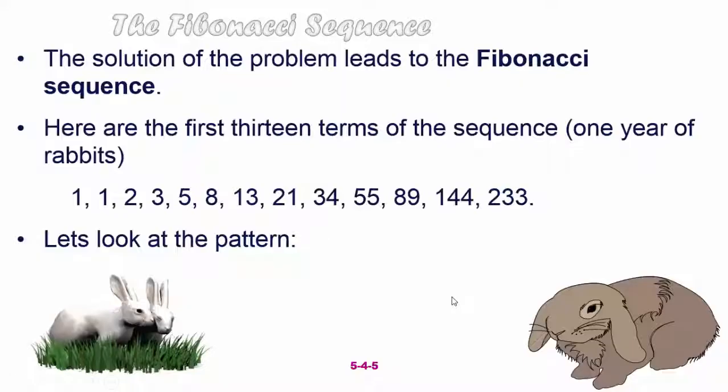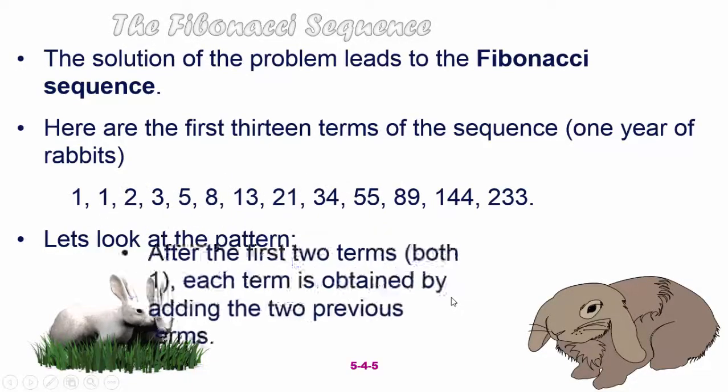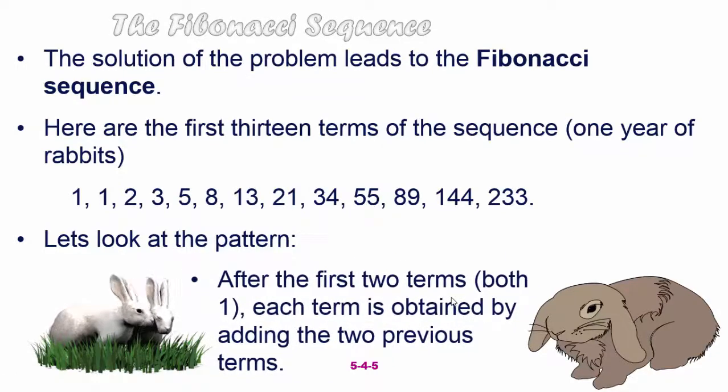So what it means is each term is obtained by adding the two previous terms. Based on what we saw on the whiteboard, we found that after the first two terms, both 1, each term is obtained by adding the two previous terms.